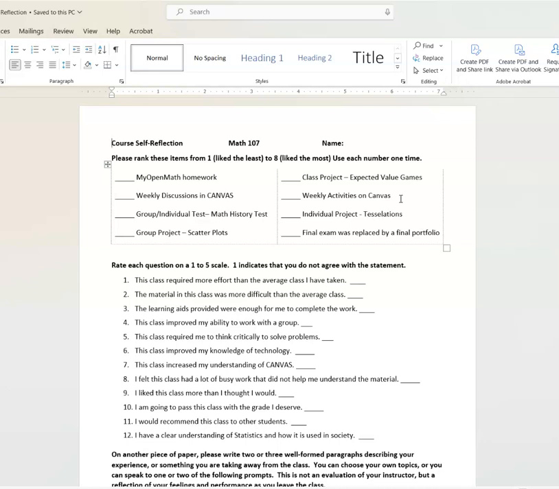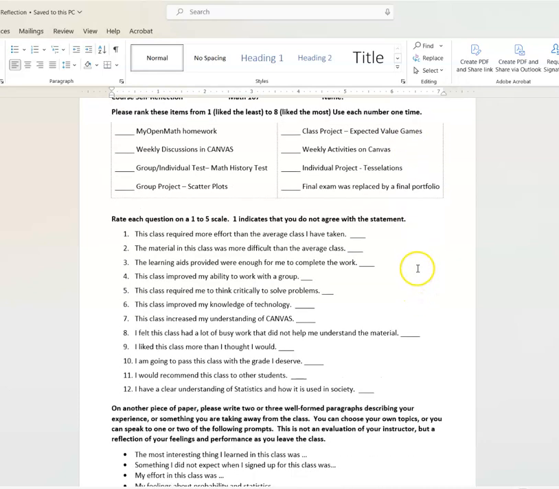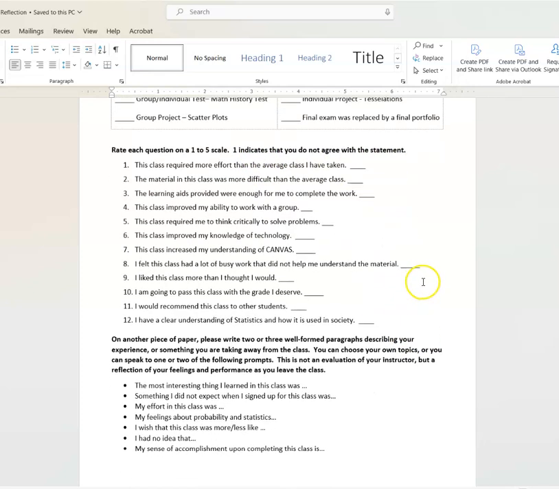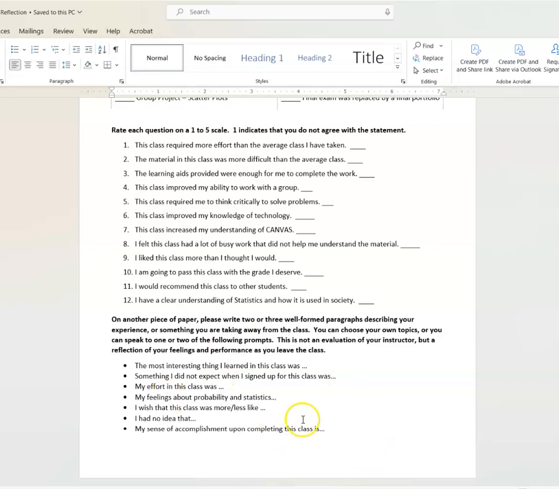Think about your 1, 2, 7, 8s, and the rest of them you can fill in as you'd like. And then there is a 1 through 5 scale question again. 1 indicates you do not agree with the statement, and 5 would mean you do agree with the statement. And then this is the big part right here, where you're asked to write a few well-formed paragraphs describing your experience or something you're taking away from the class.